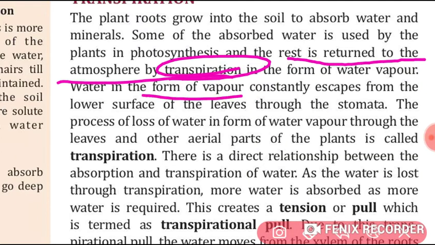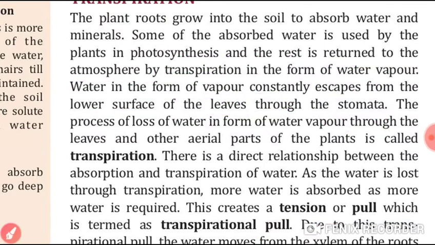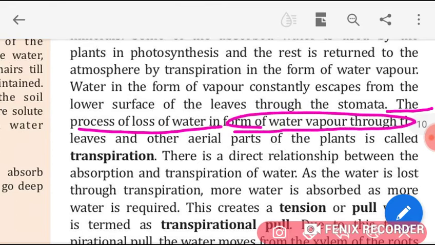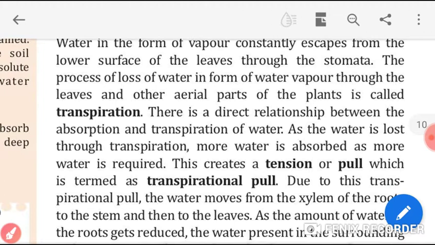Water in the form of vapor constantly escapes from the lower surface of the leaves, and on the lower surface of the leaves, what are there? There are some pores, and those pores are known as stomata. So the process of loss of water in the form of water vapor through the leaves and other parts of the plant is called transpiration.